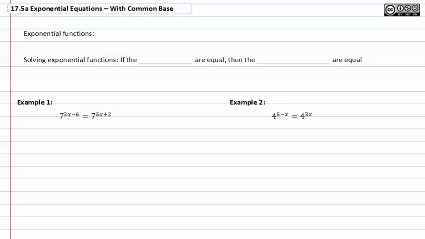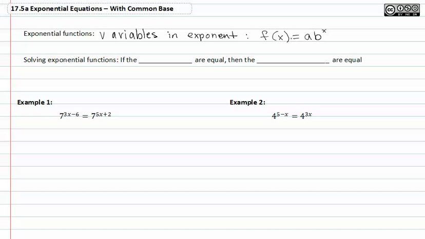Exponential functions have variables in the exponent. It's also defined with a function notation. So, exponential functions have variables in the exponent and they look like this. F of x is equal to a b to the x, where a is like a coefficient.